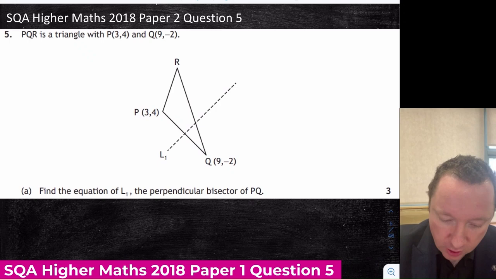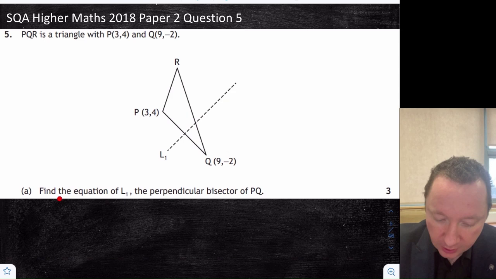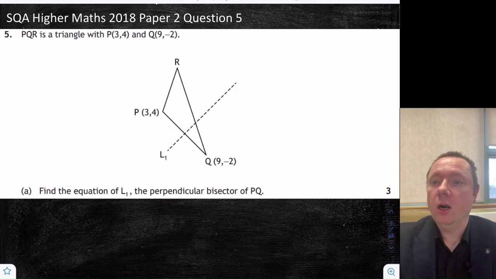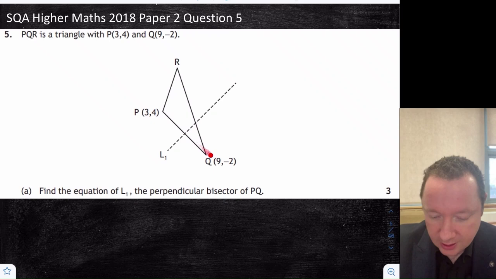PQR is a triangle with P (3, 4) and Q (9, minus 2) as shown. Find the equation of the perpendicular bisector of PQ. That's the circle question, but the circle part comes later. So this is straight line to start with. So we need the equation of a perpendicular bisector. So that cuts this in half. So we need the midpoint.